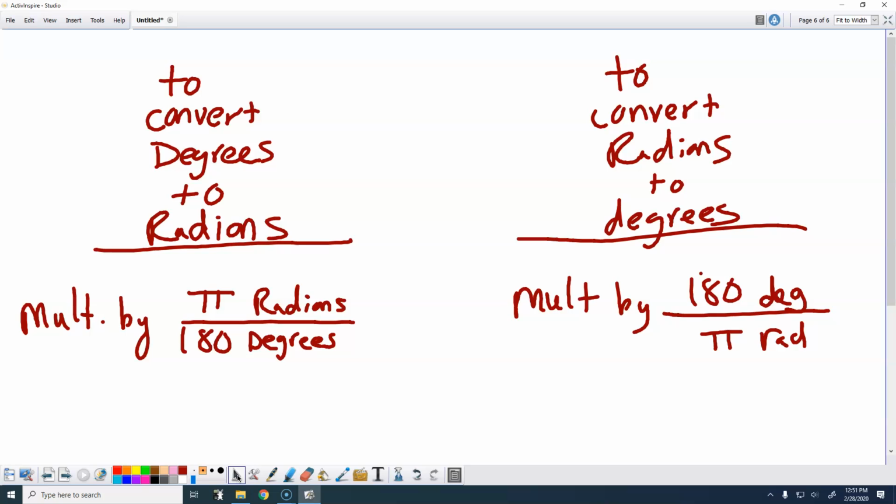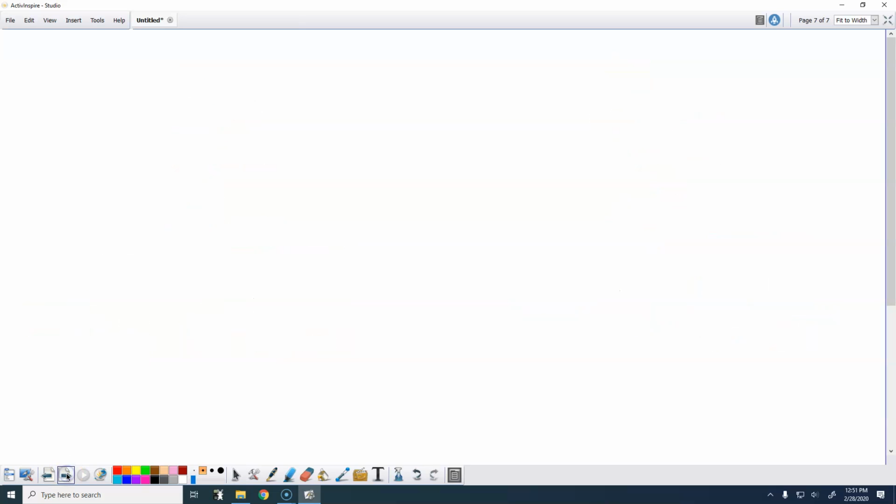Okay, so there's our conversion factors. If you want to convert degrees to radians, you multiply by pi over 180. If you want to convert radians to degrees, you multiply by 180 over pi. Let's go ahead and do an example here. Example 1.